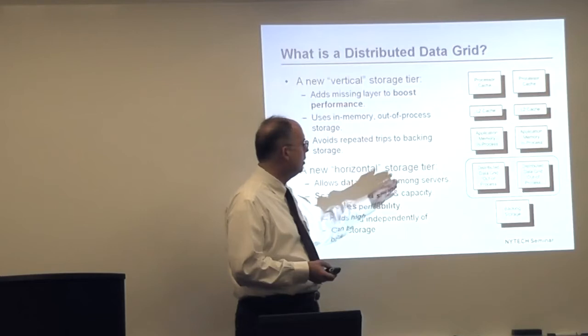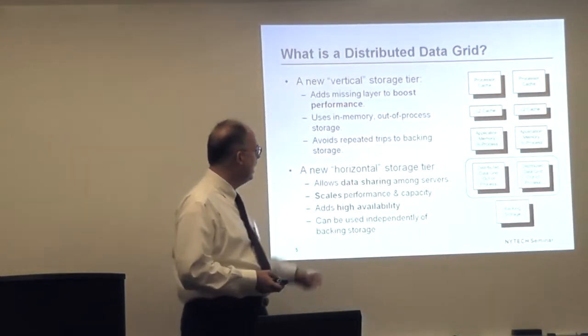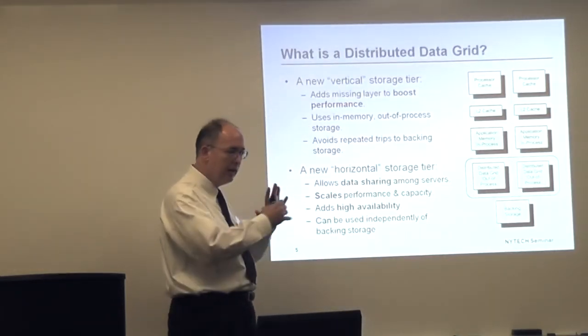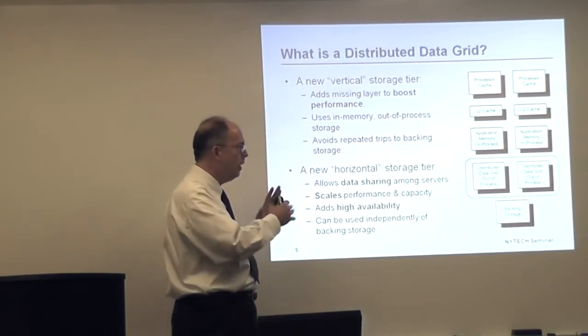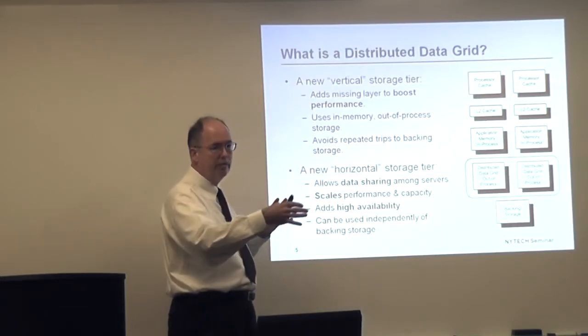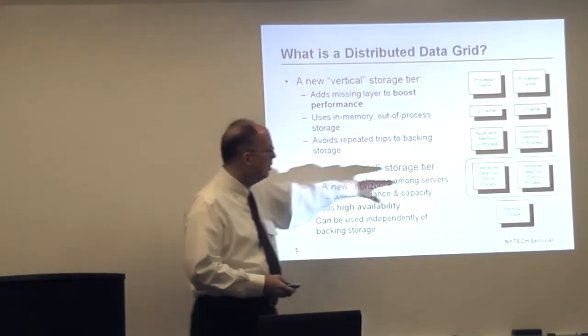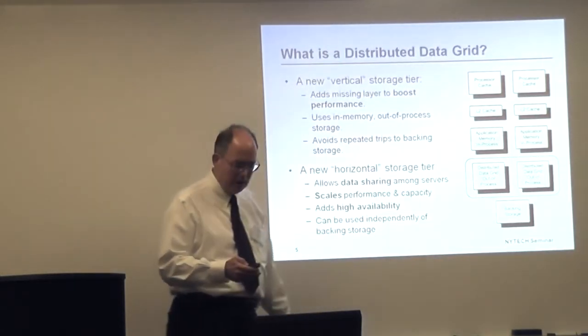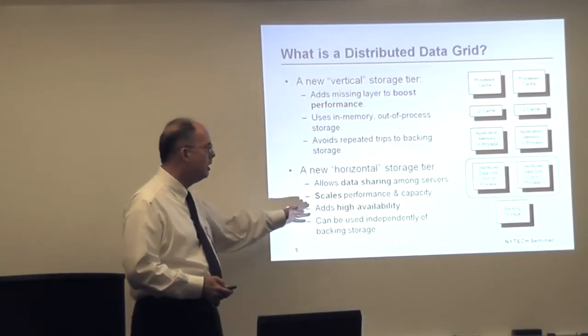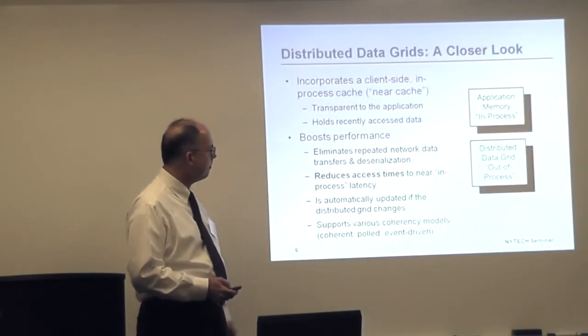So distributed data grids provide this data sharing, and at the same time they provide a scalable storage resource, because as you add servers, you're adding memory for storing data, and you're also adding speed and performance. So as you add servers, the whole distributed data grid will go faster and faster. And they're designed to be highly available.